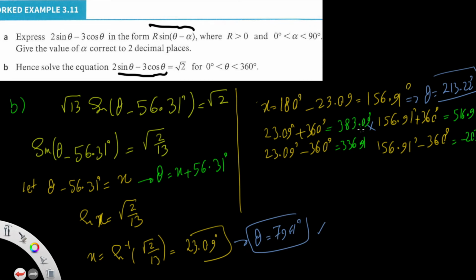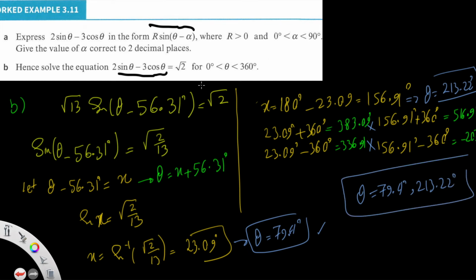Negative 336 plus 56.31 here as well, here will be negative. So we have just two acceptable answers. Theta is 79.4 and the last one 213.22. So these are the two answers in this interval.